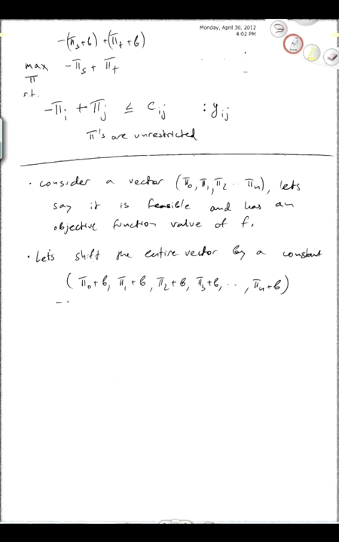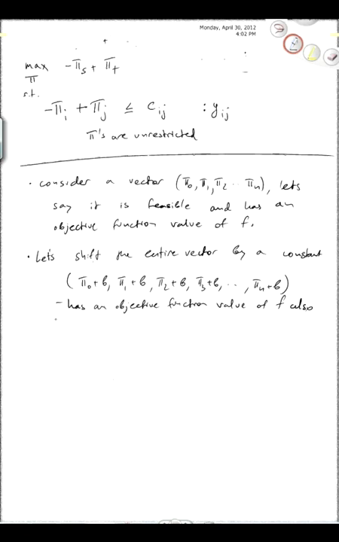So this vector here has an objective function value of f also. So in other words, shifting everything by a constant kept the objective function to be exactly equal to whatever the original value was.